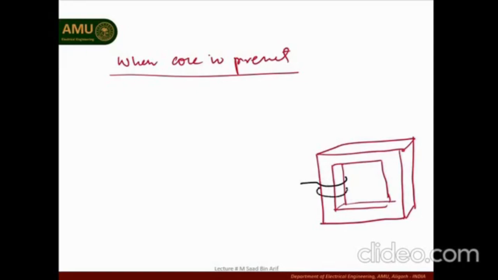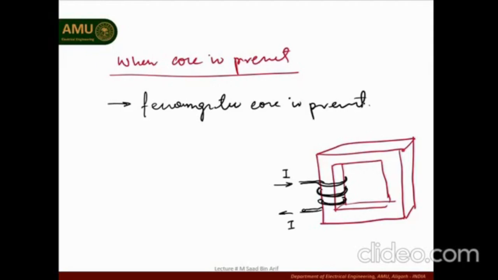So let us consider the core as shown here like this. And we will wrap the coil on the leg of the core like this. Let us assume that the current I is flowing through the coil. From the upper end, current is entering the coil, and the lower end current is leaving the coil.